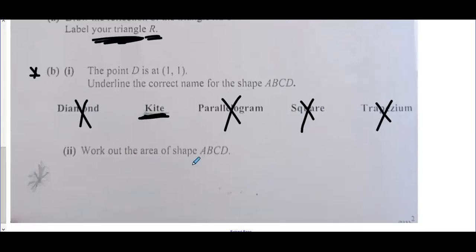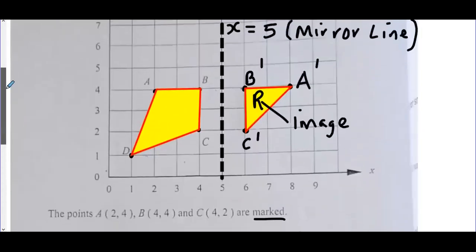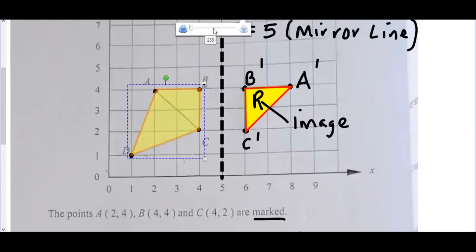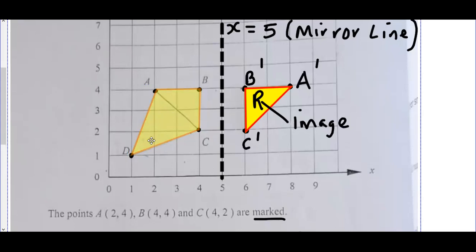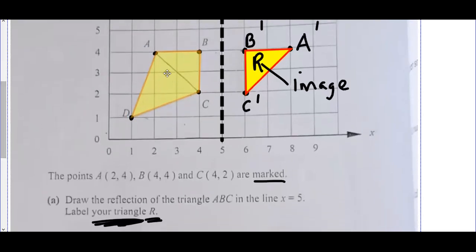Now, can you work out the area of the shape ABCD? We are supposed to work out the area of this shape, which we referred to as a kite. Okay, so we're going to try finding the area of this kite. Now you can clearly see that this kite is made up of 2 triangles.